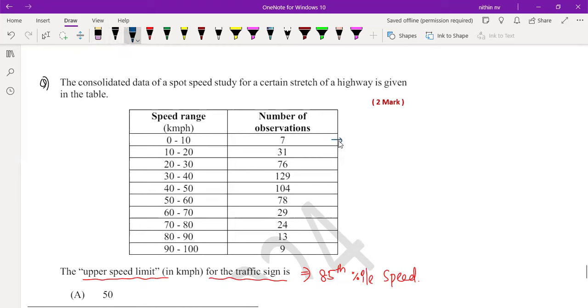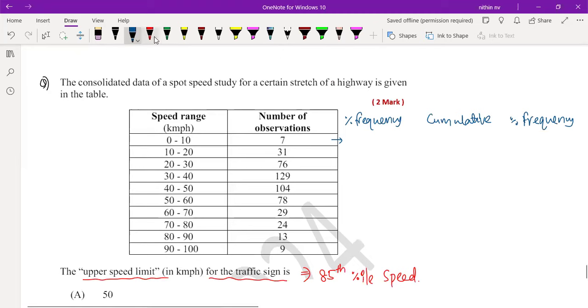In classes also we have done it, lot of questions. First of all, we need to calculate the percentage frequency. Here itself I am doing it. First of all, we need to calculate the percentage frequency. Then we need to calculate the cumulative percentage frequency. Right or not? Percentage frequency and cumulative percentage frequency.